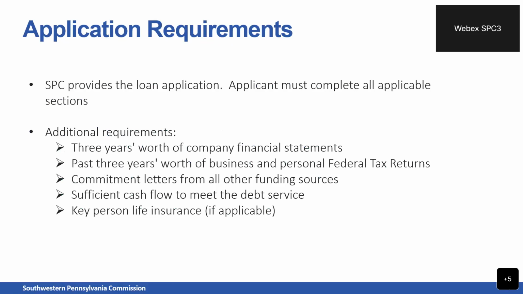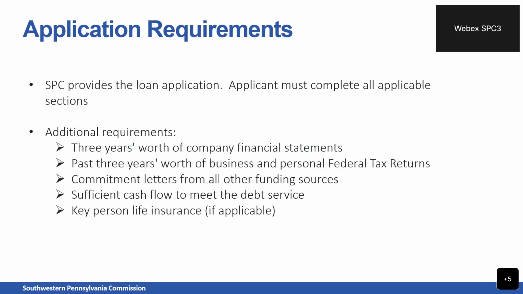We'll need commitment letters from all other funding sources. So the bank that provides the matching financing must also provide a commitment letter for their match. From an underwriting perspective, we need a sufficient cash flow to meet the debt service. And then in some cases, we may ask the guarantor to take key person life insurance.